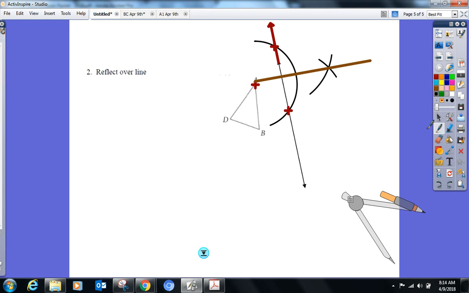And then distance is preserved. So the distance from A to your line of reflection, that distance right there is going to stay the same. So I hop on over and copy that over to the other side. And that's where A prime should be.